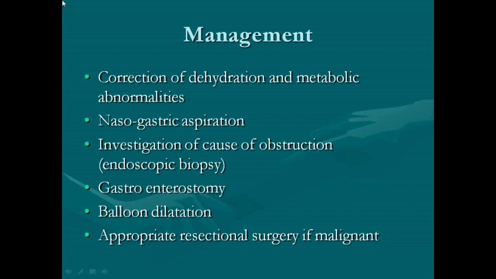Mostly in our setup we do a truncal vagotomy with gastrojejunostomy. Then balloon dilatations. Balloon dilatation is not always successful. Sometimes it may lead to perforation, mostly in the duodenum. Then if it is a malignancy, you have to do an appropriate resectional surgery. This is about your gastric outlet obstruction secondary to peptic ulcer or secondary to malignancy.